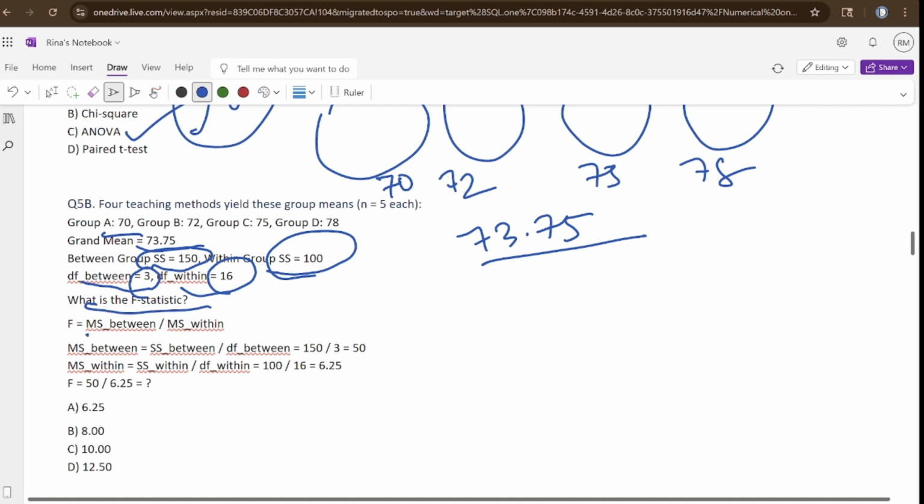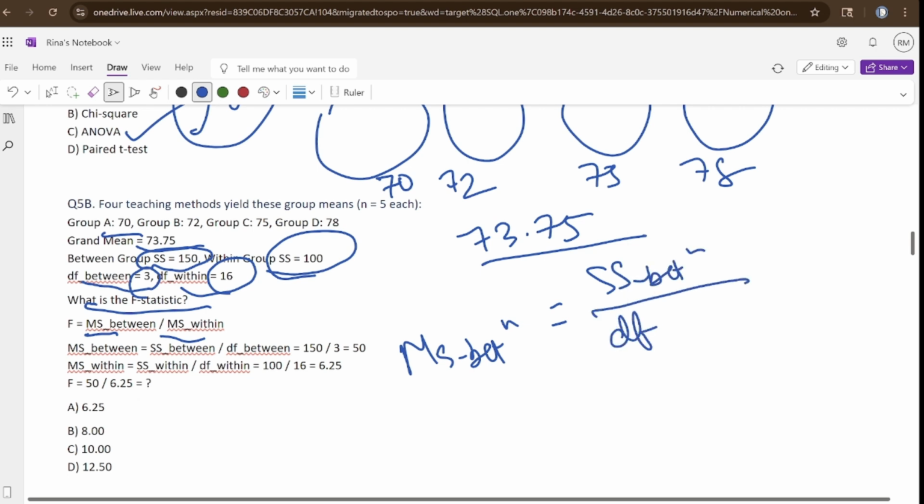Simple formula, you have to calculate mean square between divided by mean square within. Now mean square between equal to sum of square between divided by degree of freedom between. So sum of square between is given 150. Degree of freedom between is 3. So it will be 50.